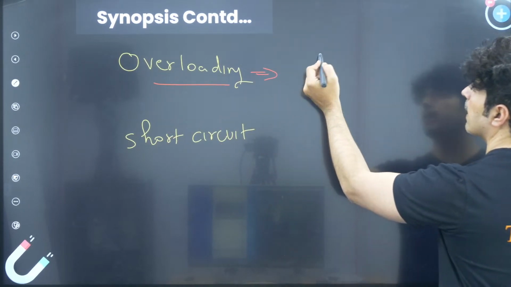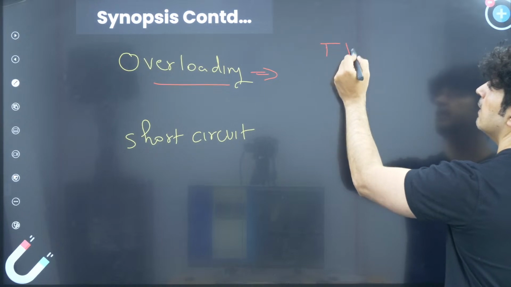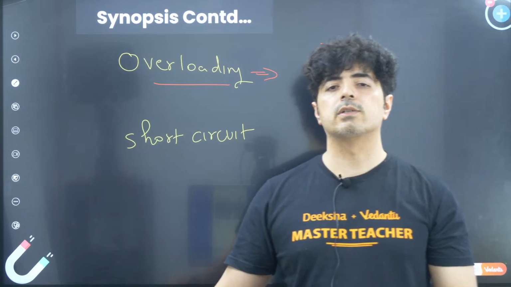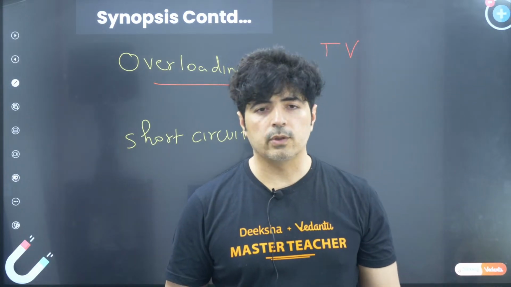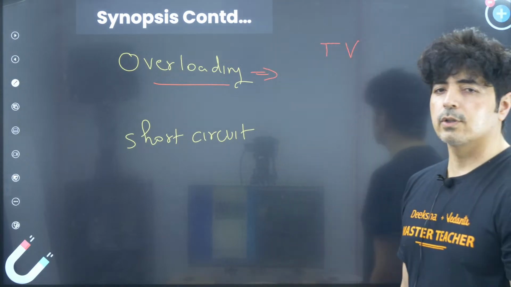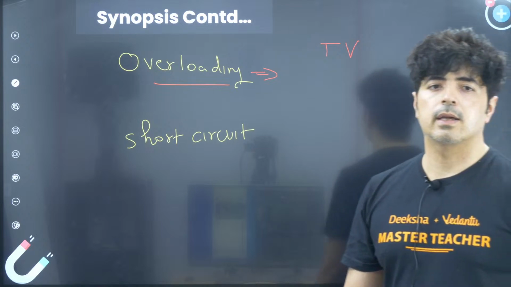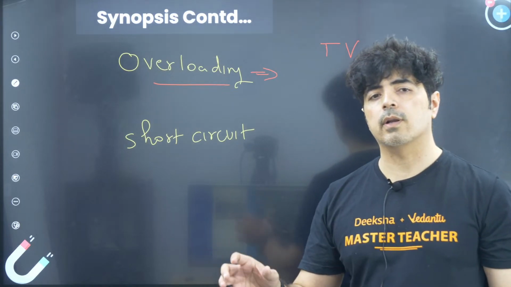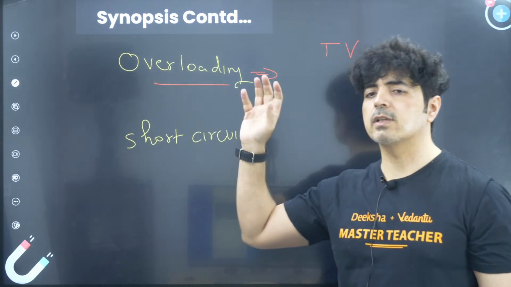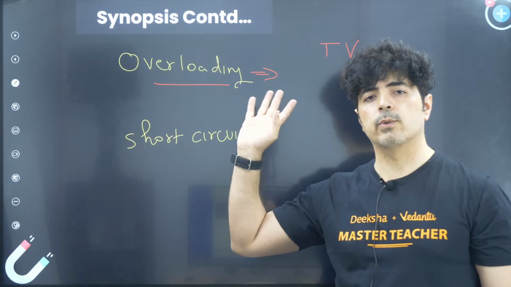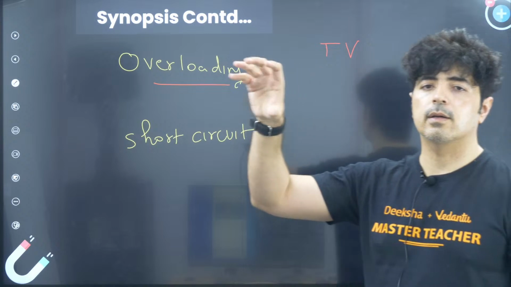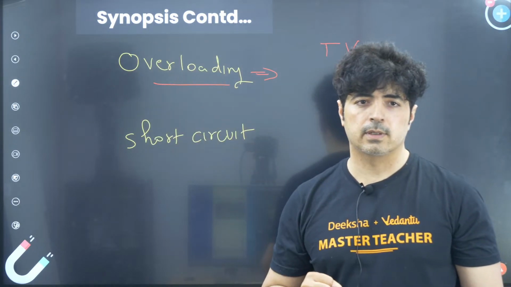Let's say you have an appliance, a refrigerator or a TV. You bought a TV in the local store, a Chinese TV or something. Now this Chinese TV has some problem. Sometimes it asks for a lot of extra current in the circuit because of some technical problem in the TV. Let's not go deep into it. Let's understand what overloading is. This TV demands extra current sometimes.